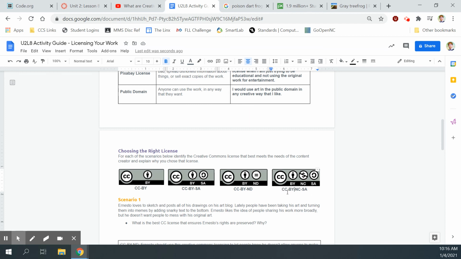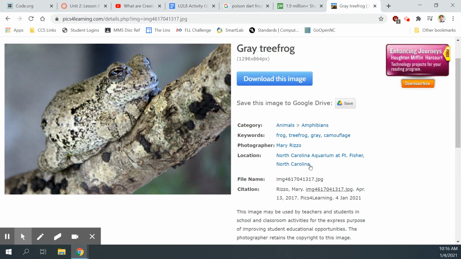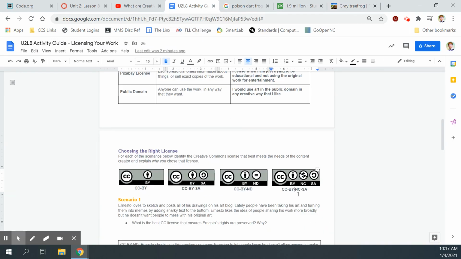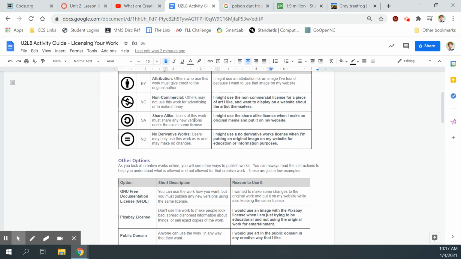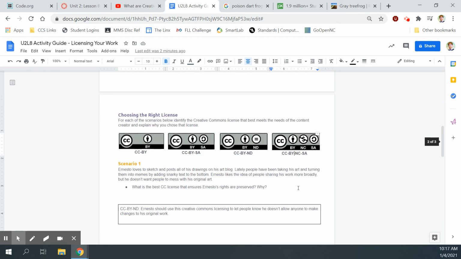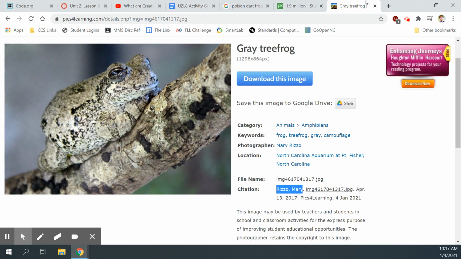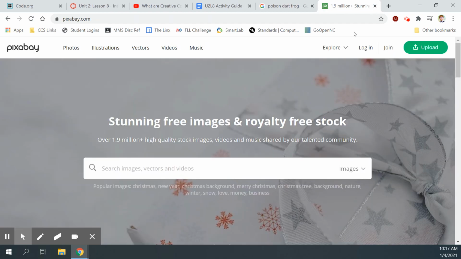So CC, Creative Commons by giving licensing info about Mary Rizzo, the original person who took the picture, non-commercial, share alike. So just remember you can't use it for any non-education purpose.